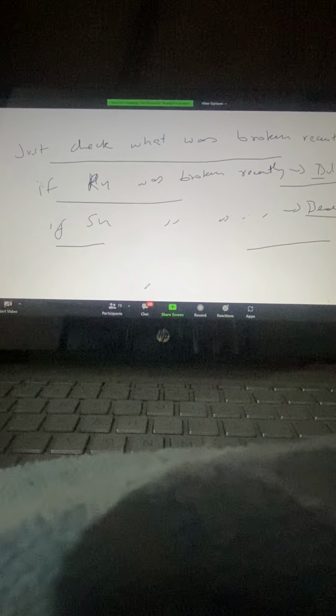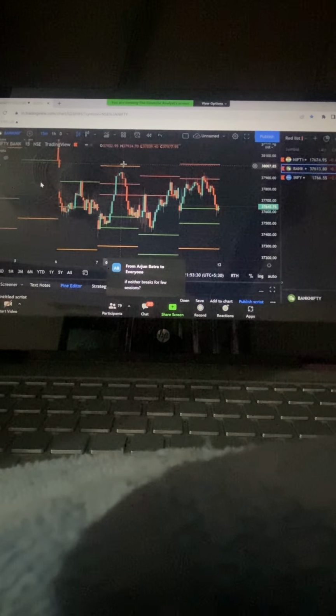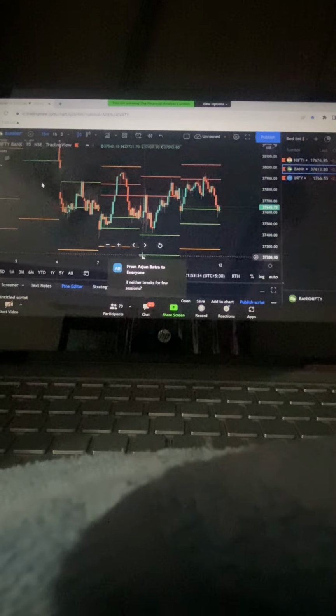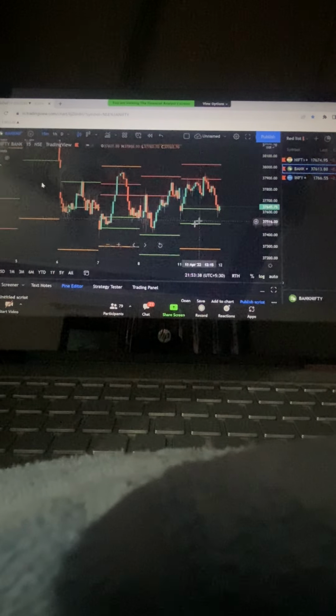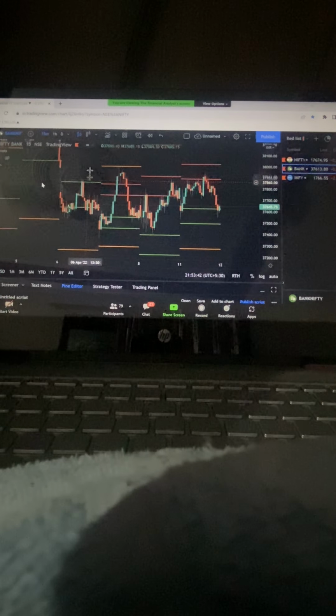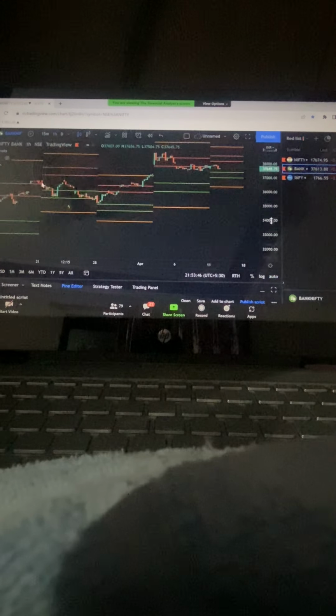Okay. Simple, nothing complex. So here, what was broken very recently? R4. So trend is bullish. And since then nothing, S4 has not been broken. So this is the daily trend of Bank Nifty. Now tell me, what is the weekly trend of Bank Nifty? This is in front of you now.